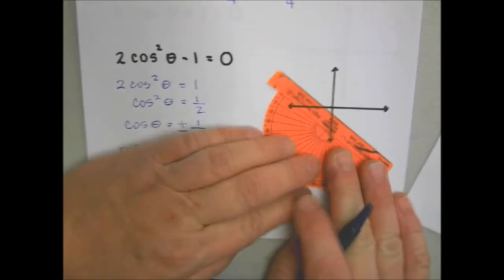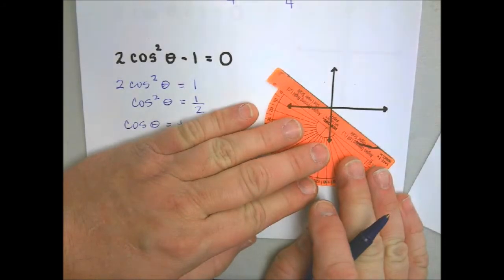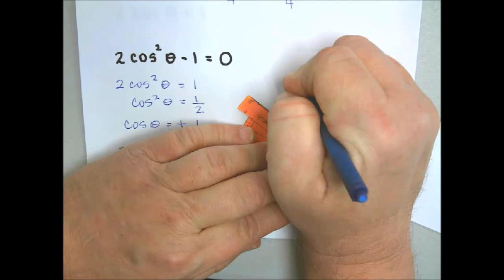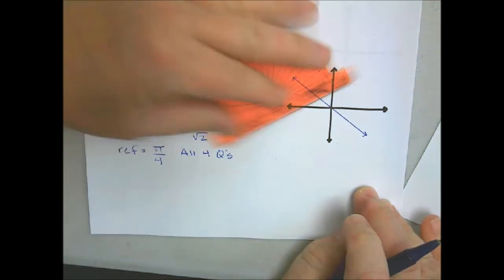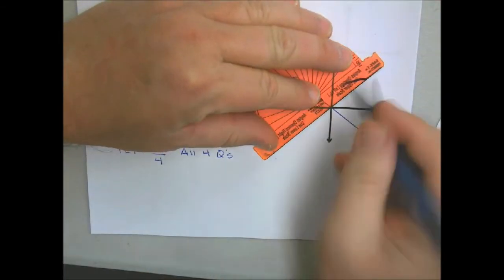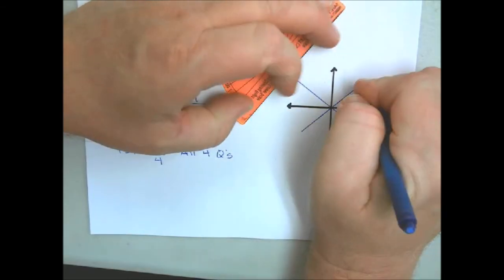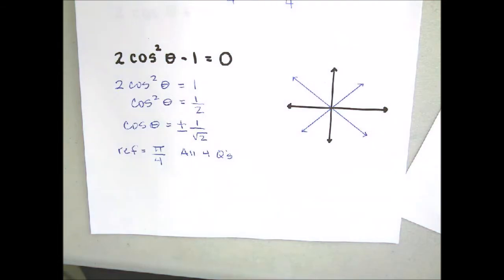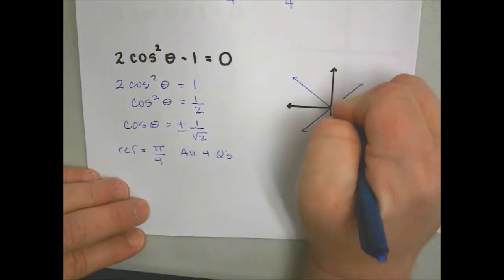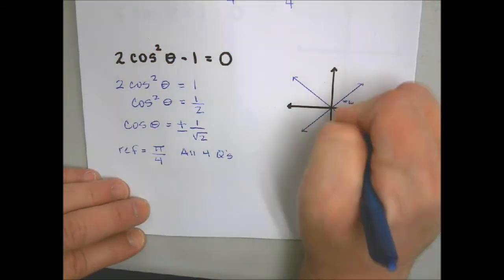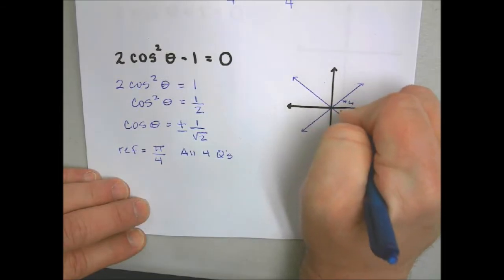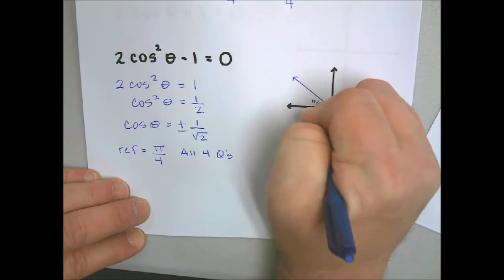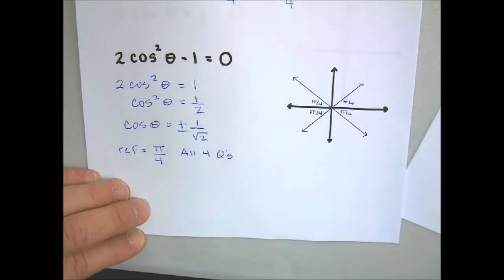So if you want to visually see what's going on, we can take care of that rather easily. Take care of those 2 quadrants right there, and we can take care of these 2 quadrants right there. And pi over 4 is our reference angle. So this is pi over 4, that's pi over 4, that's pi over 4, and that's pi over 4.